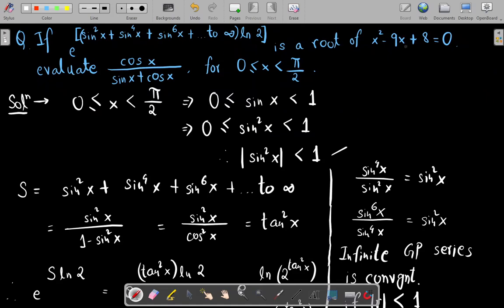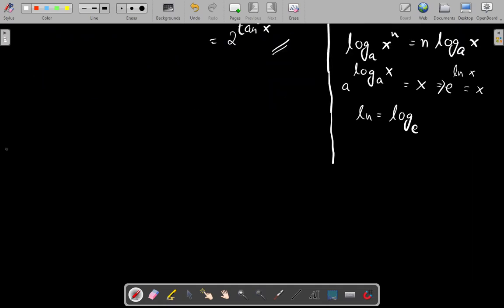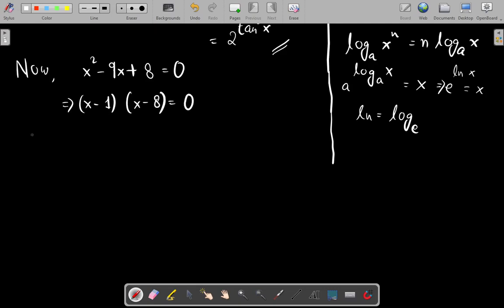This is the root of this quadratic equation, x square minus 9x plus 8 equal to 0. So now the quadratic equation is x square minus 9x plus 8 equal to 0. If we factorize it, we get (x minus 1) times (x minus 8) equal to 0. So the roots: either the root is 1 or the root is 8.